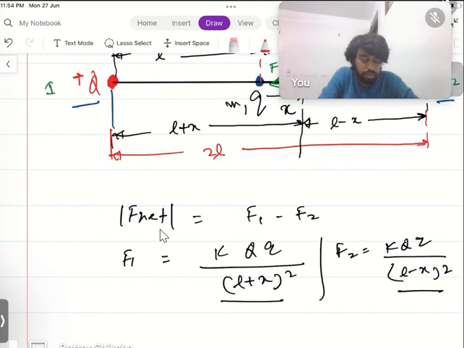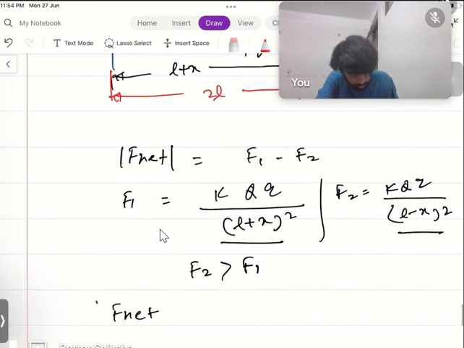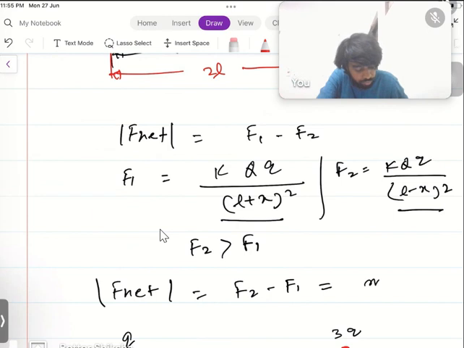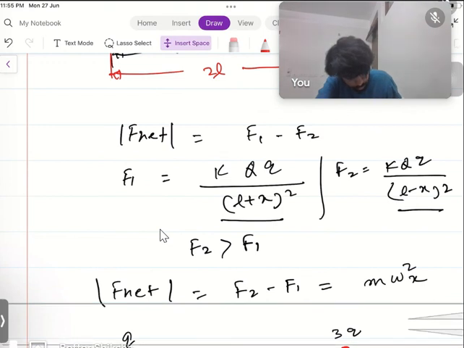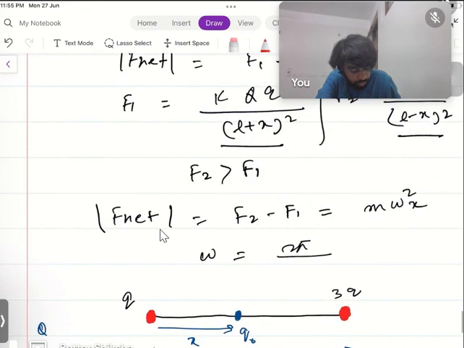So the denominator value for force 2 is less than the denominator value of force 1. That means force 2 is higher than force 1. So the net force in magnitude terms is nothing but F2 minus F1. That gives you a positive value, right? So this is the net force, and that must be equal to the centripetal force, that is m omega square into displacement x, right? Here everything is given to you. You can easily calculate the omega value or the time period of oscillation, by using this formula: omega is equal to 2 pi by T.